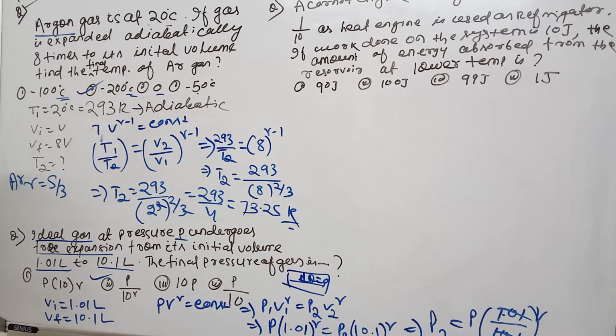1 to the power gamma is 1. So down 10, so 10 to the power gamma. So P upon 10 to the power gamma. Now the last question. Hope you are able to note it down.